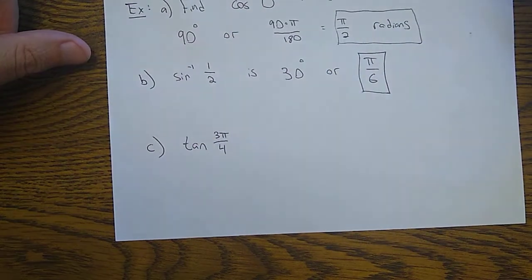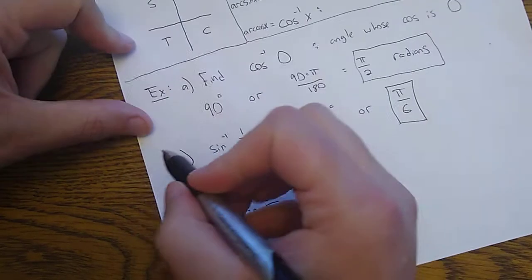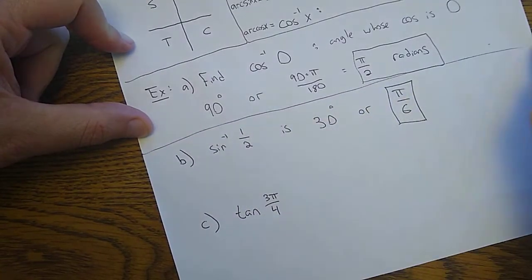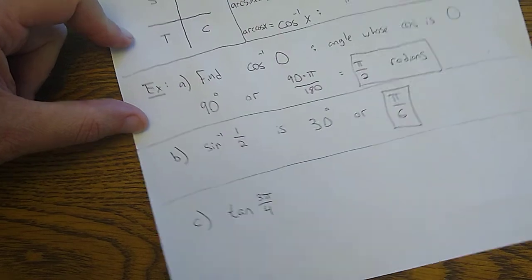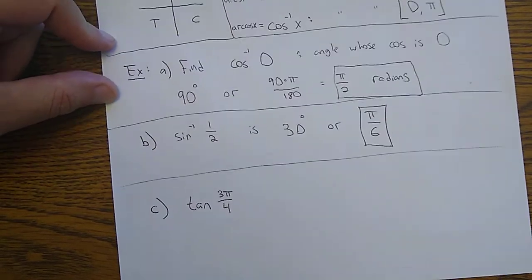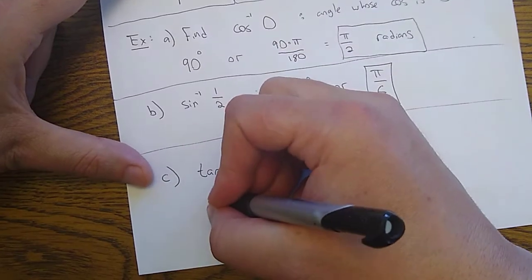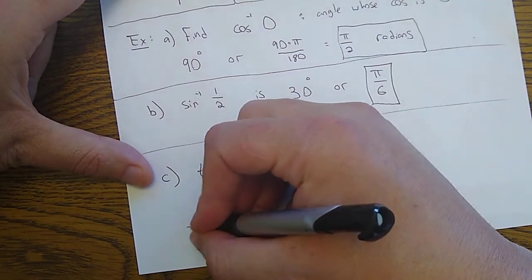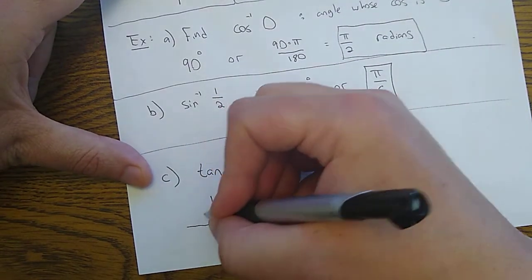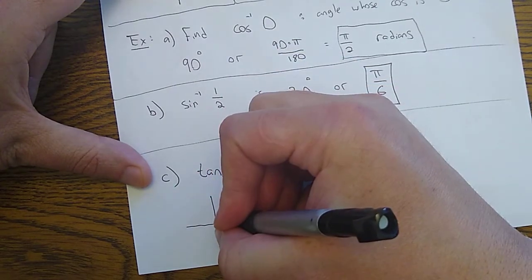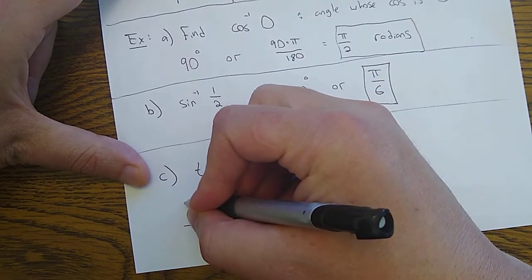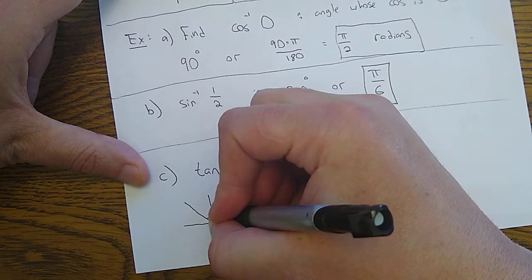Let's do the tangent of 3 pi over 4. So this one is actually not an inverse trig function. This isn't arc tangent. There's no -1 here. I'm just finding the tangent of an angle. It helps to find the angle, which is like this.